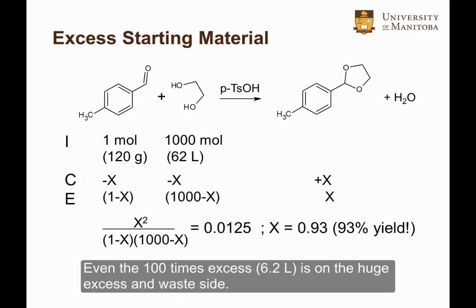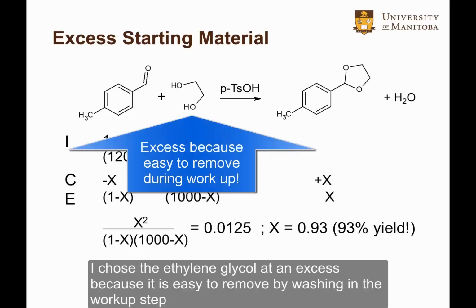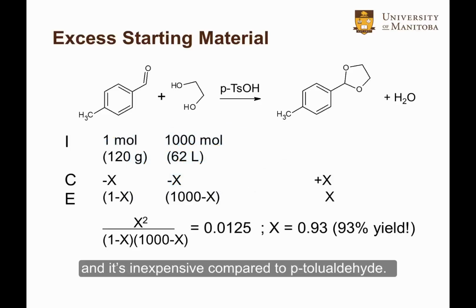Even the 100 times excess, 6.2 liters, is on the huge excess and waste side. If I were to do this, I would probably use something like 10 times excess, about 600 milliliters. I chose the ethylene glycol as an excess because it is easy to remove by washing in the workup step, and it's inexpensive compared to p-tolualdehyde.